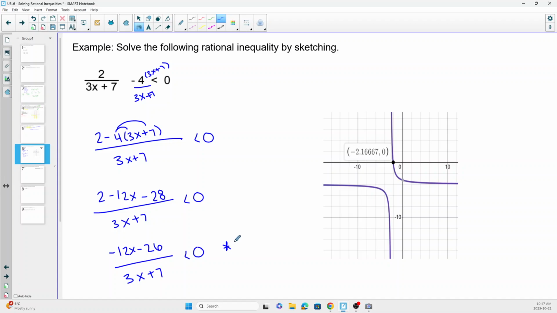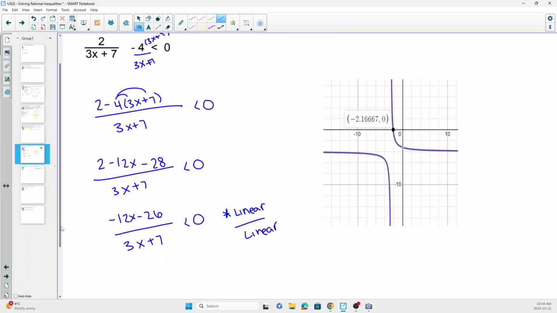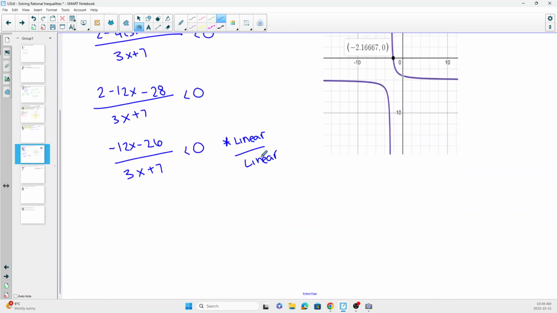So what I have is a linear over linear rational function. If you can recall, I think it was lesson 3, where we looked at linear over linear. Now remember that we're interested in two things. We are interested in, actually no, because we're graphing it, we need all of it. We are interested in particularly though the vertical asymptotes and the x-intercepts, because that's where our function might change from positive to negative.